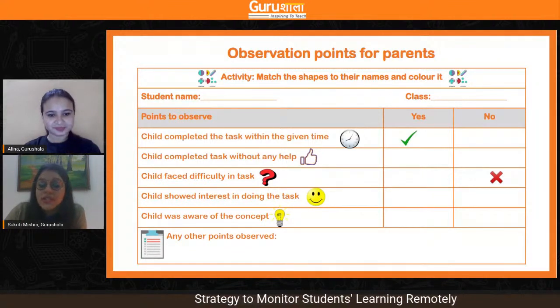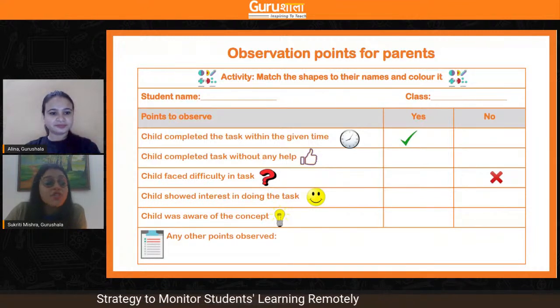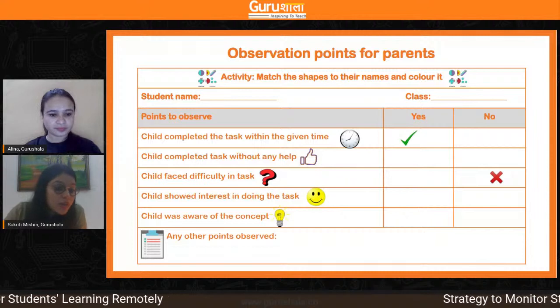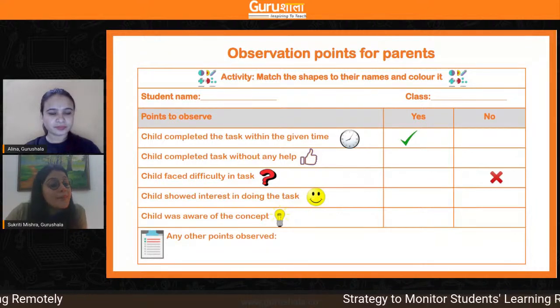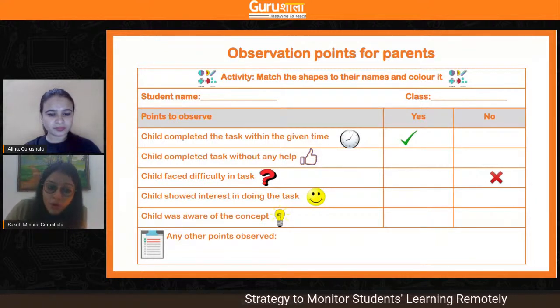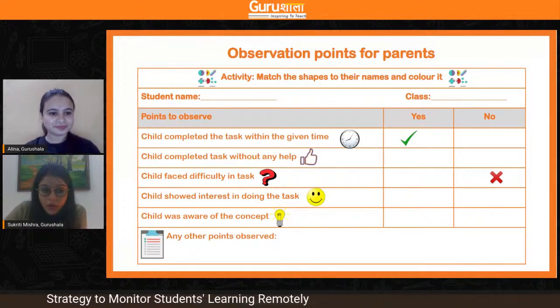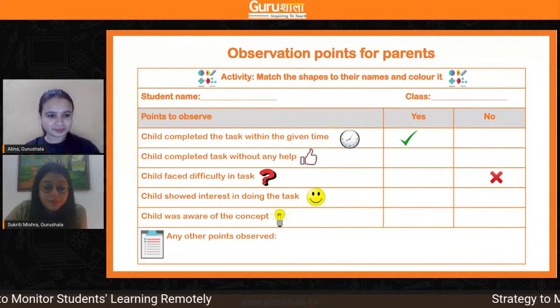So as you can see on your screen, the first point of this is, has the child completed the task within the given time? So then you can understand how good is the child with time management, or maybe there are some children who require a little bit more time to engage with the subject. Some children require lesser time, and you can accordingly create your strategy.